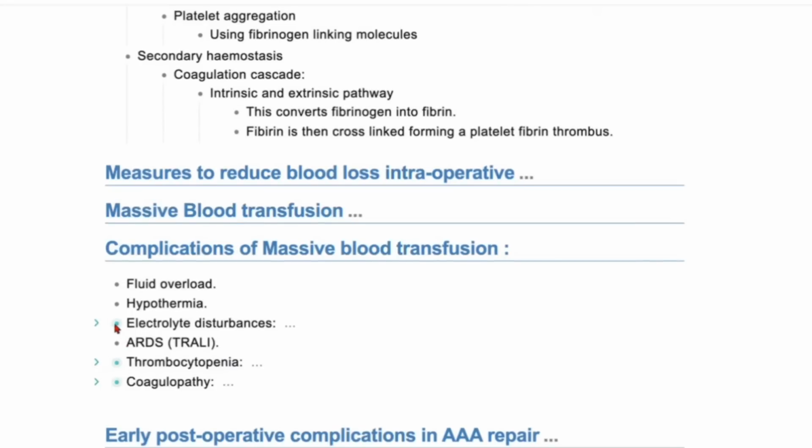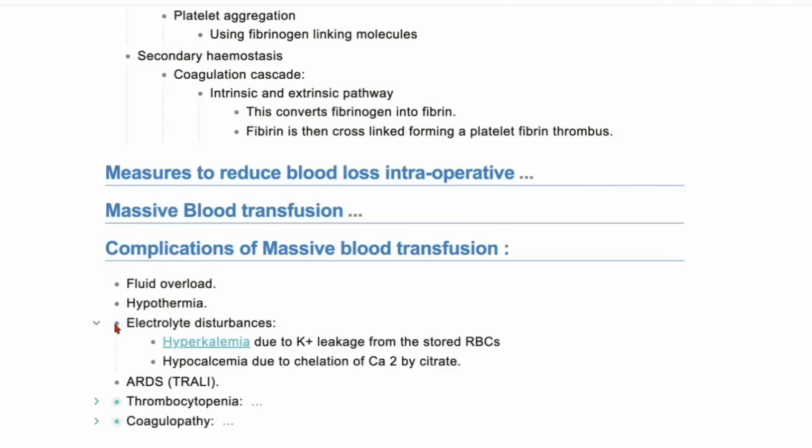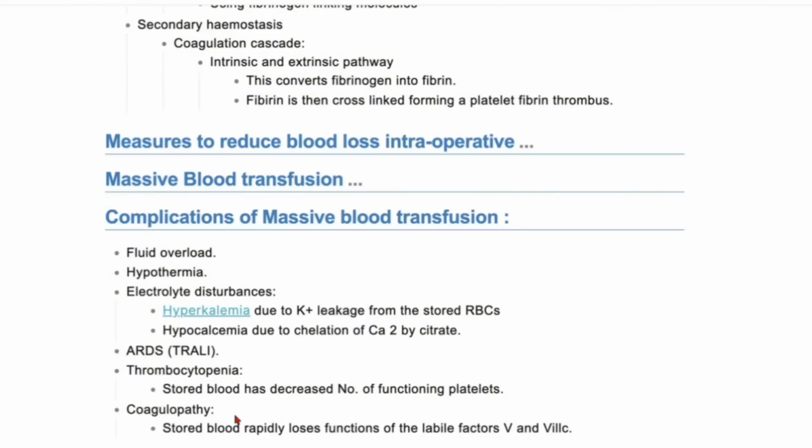What are the early post-operative complications in AAA repair? So the main ones we're worried about are the branches of the abdominal aorta. So typically you get ischemia either of the lower limbs, of the spine, and of the bowel. So you can get ischemia of the bowel. Number 2 would be that of abdominal compartment syndrome.